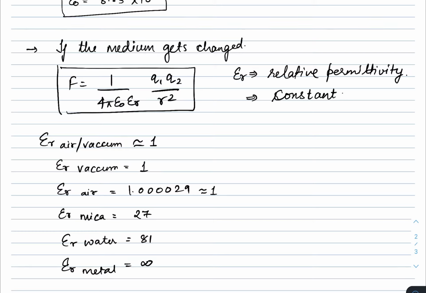So these are some values, so you can compare. The minimum epsilon r is for vacuum and air, and the maximum is for metal. You can see the value of epsilon r is always greater than or equal to 1, and epsilon r comes in the denominator.